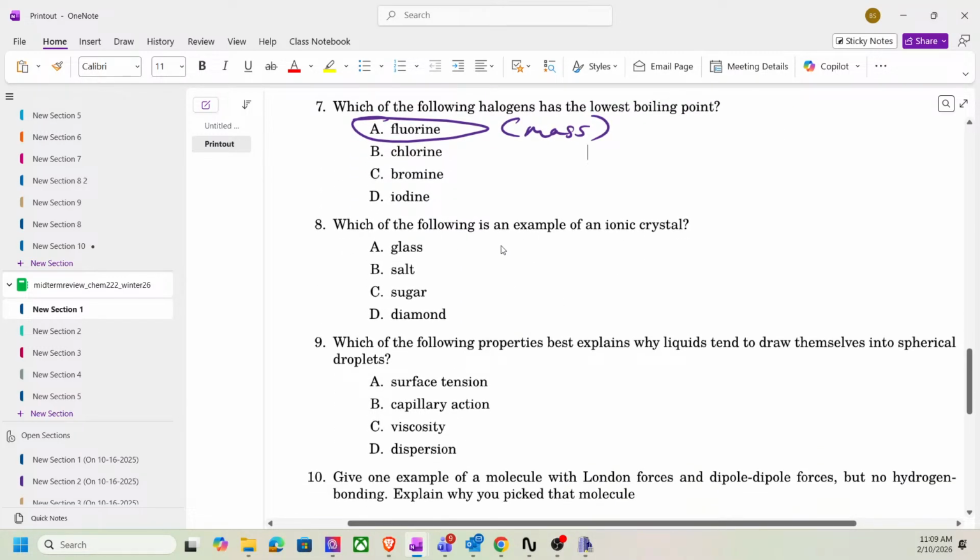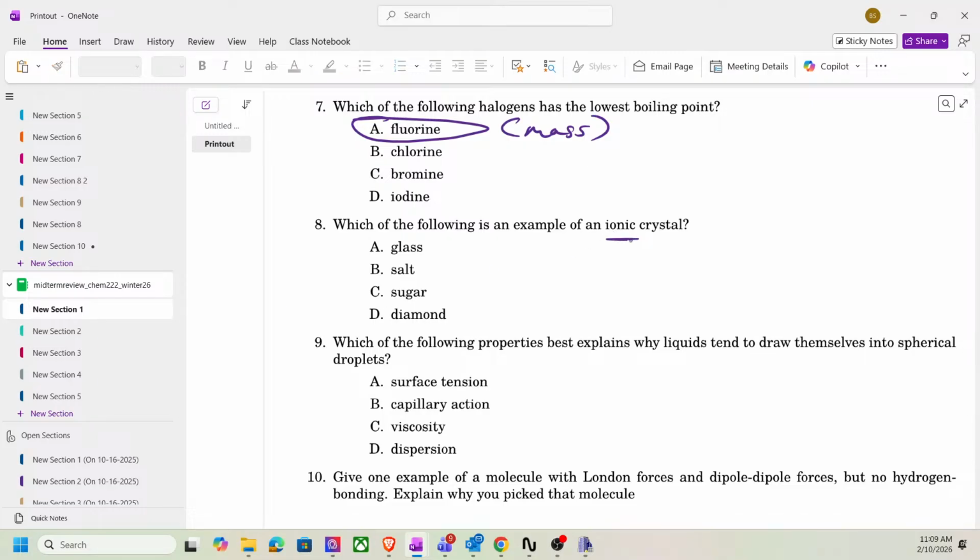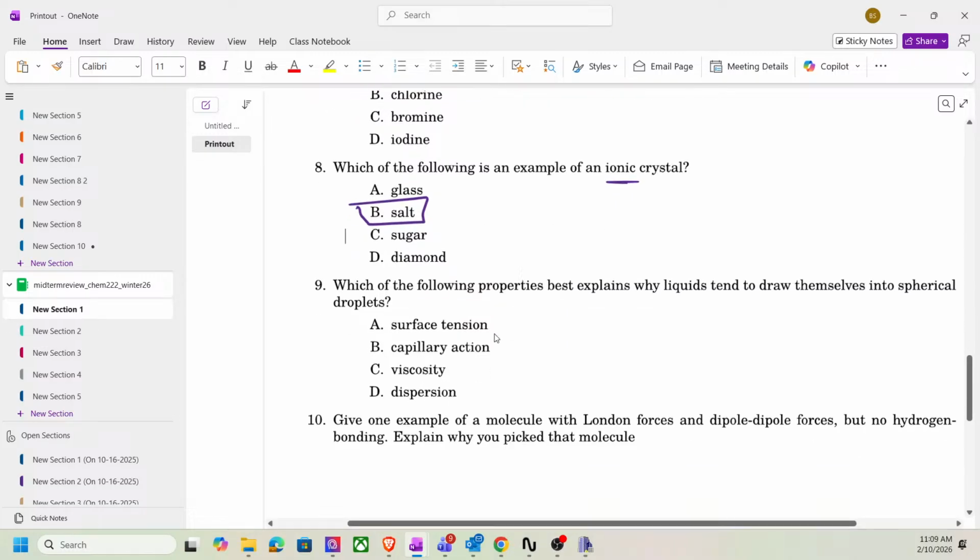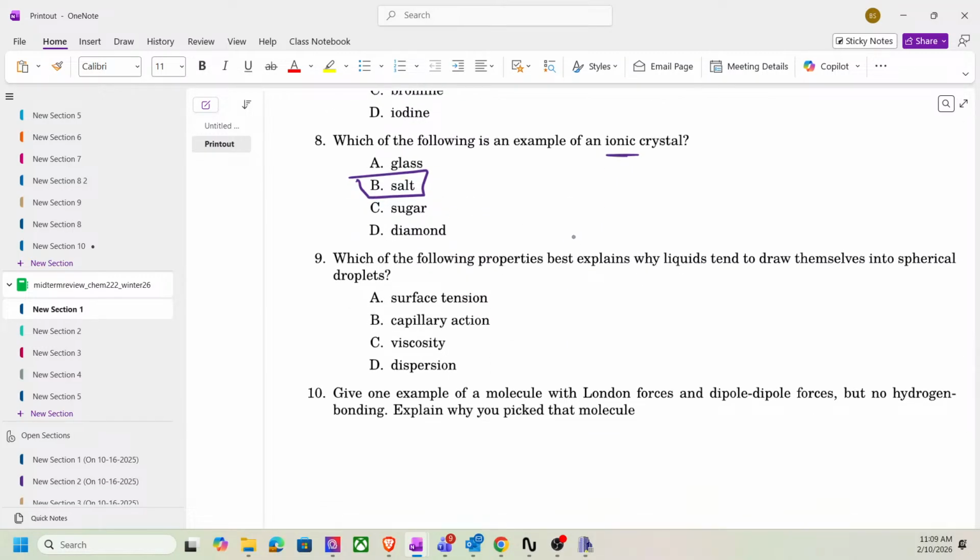Which one is an example of an ionic crystal? So of course, ionic being your key word. So is it glass, salt? So I see lots of yes. So sugar, not ionic. And then diamond, same thing. Again, not ionic, so molecular crystal there. And sugar is just a molecule.